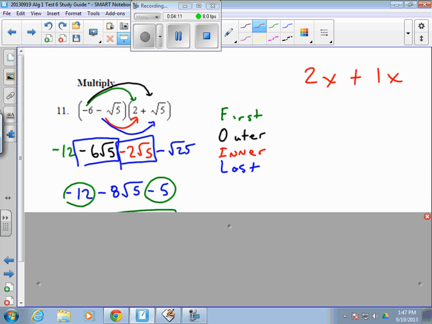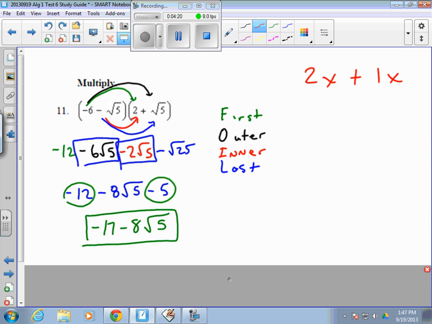We could also simplify negative square root of 25 to call it negative 5. Then we have another set of like terms, negative 12 and negative 5. When we put those together, we get negative 17 minus 8 times the square root of 5.